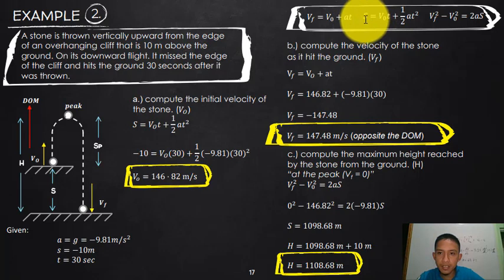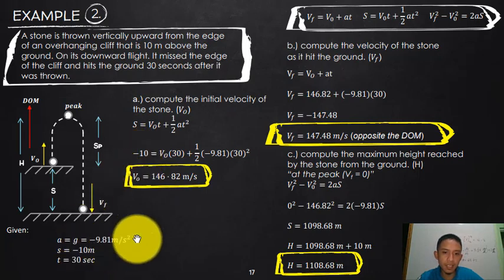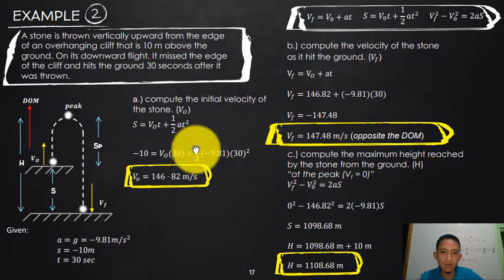Let's go here. Your S is given, isn't it? Yes. Your V sub O is the unknown. T is given, yes. A is given, T is given. Yes, you can use this one. But in the other equation, your V sub F is unknown and V sub O is unknown, so you cannot use that one. So this is the only chance. Making use of that, substitute the given. S is negative 10. Carry the signs. V sub O is the unknown. T is 30 seconds. And 1/2 is the constant.